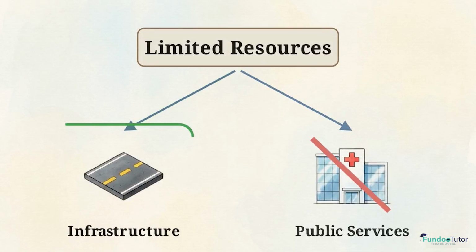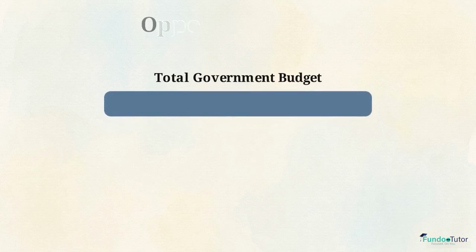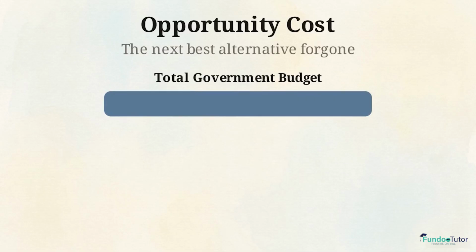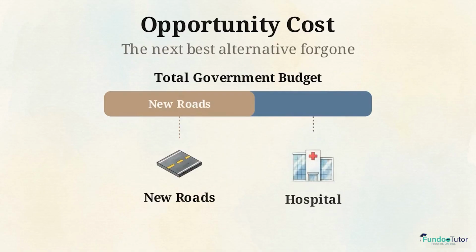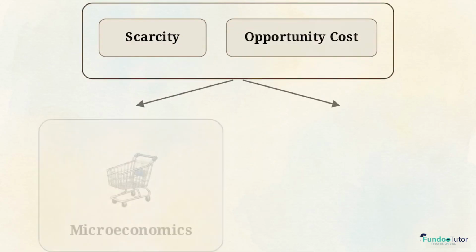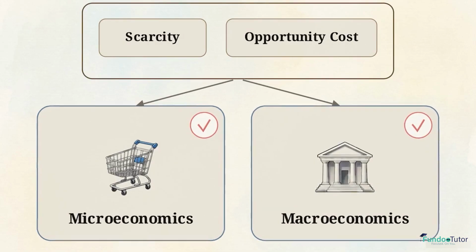You have to pick a path, and taking one route automatically means giving up the other. The exact value of that sacrificed path is called the opportunity cost. It is the next best alternative foregone when a choice is made. If a government chooses to spend its budget building new roads, the opportunity cost is the hospital they can no longer afford to construct. Recognizing scarcity and calculating the opportunity cost provides the lens you need to evaluate every micro and macroeconomic decision you will write about on your exam.